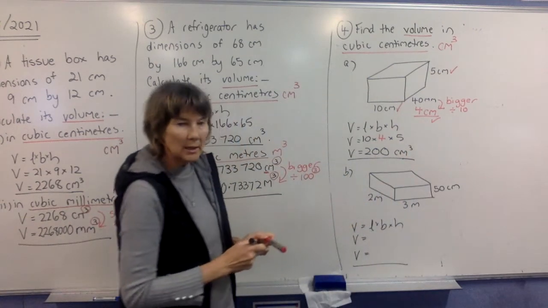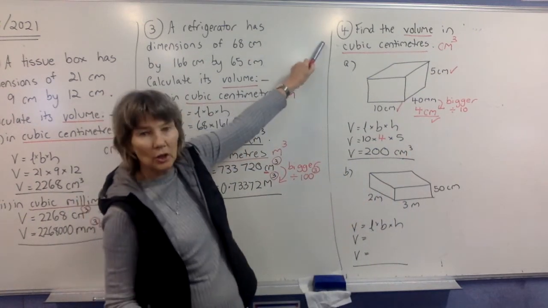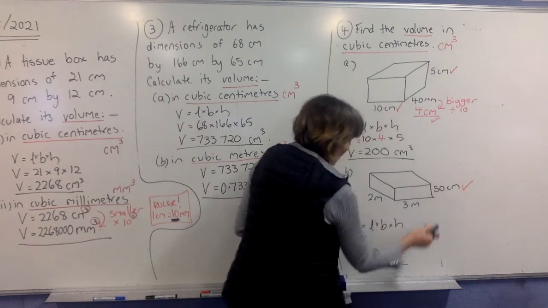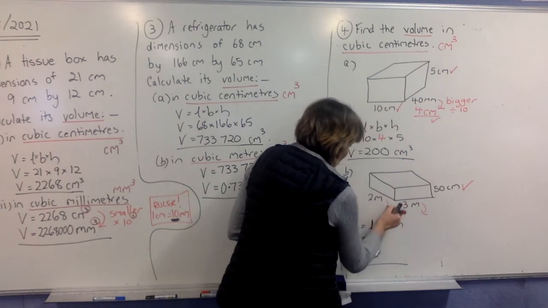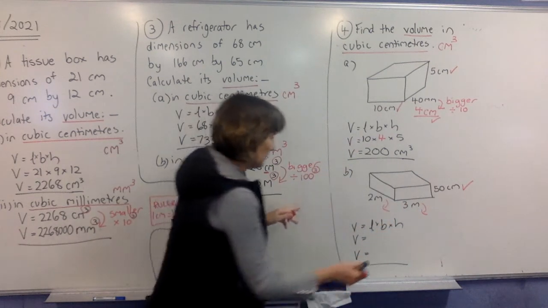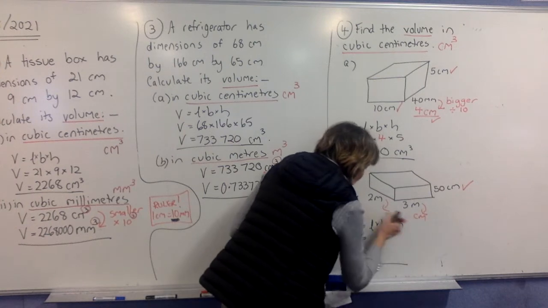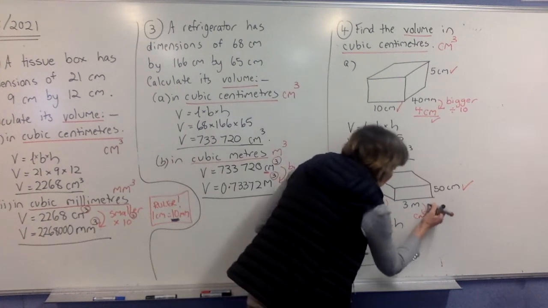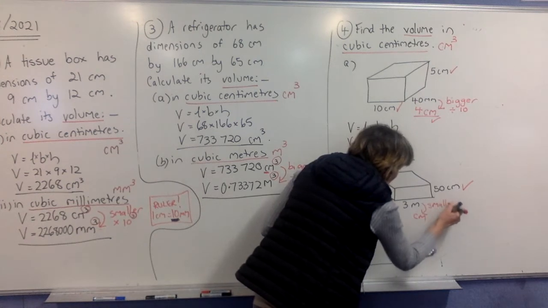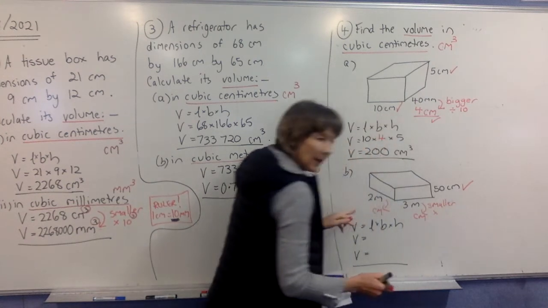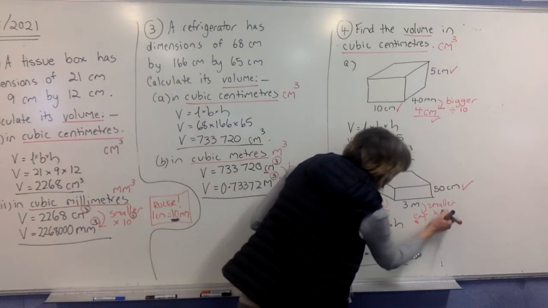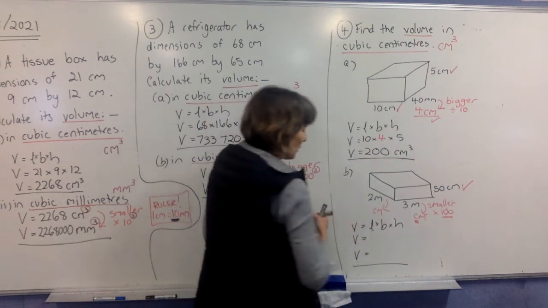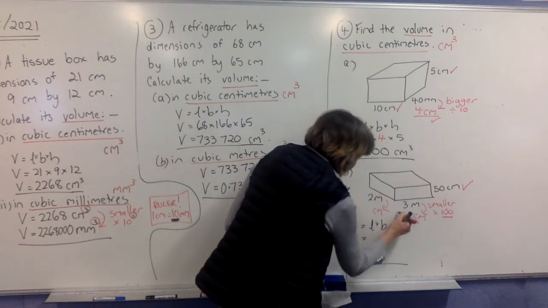All right, let's look at this next one. Remember, the answer has to be in cubic centimetres. So this is in centimetres, that's good. That's not. They both have to change to centimetres. So how do we go from metres to centimetres? We're going to a smaller unit. So we're going to times by 100, because centi is 100. So 3 times 100 is 300.